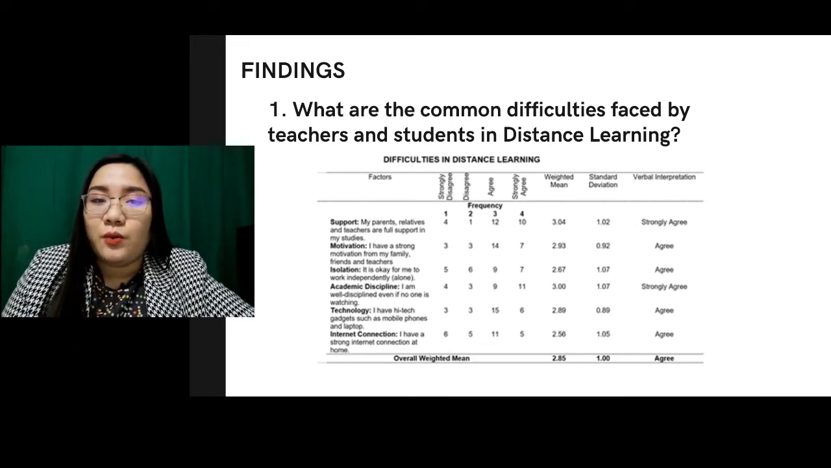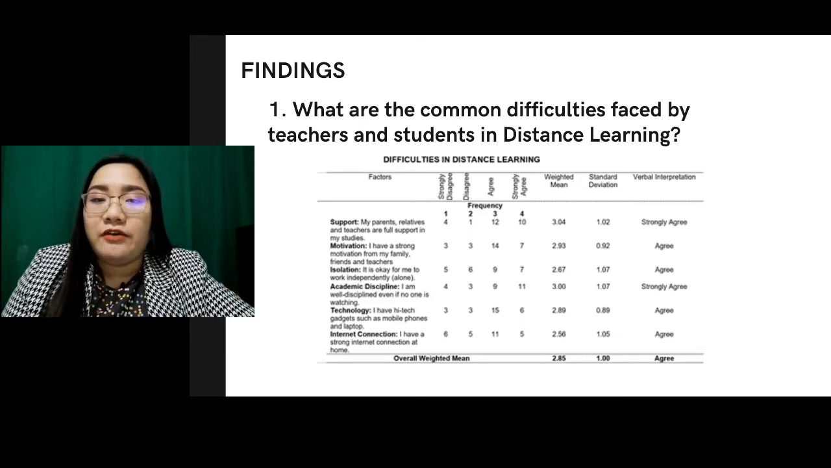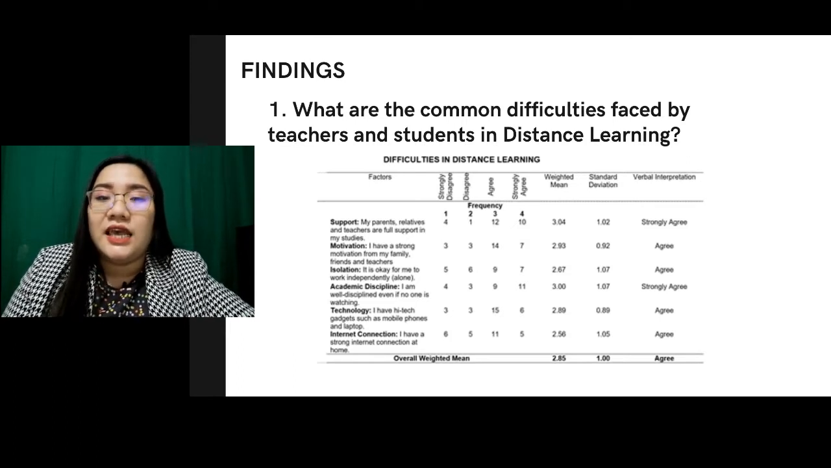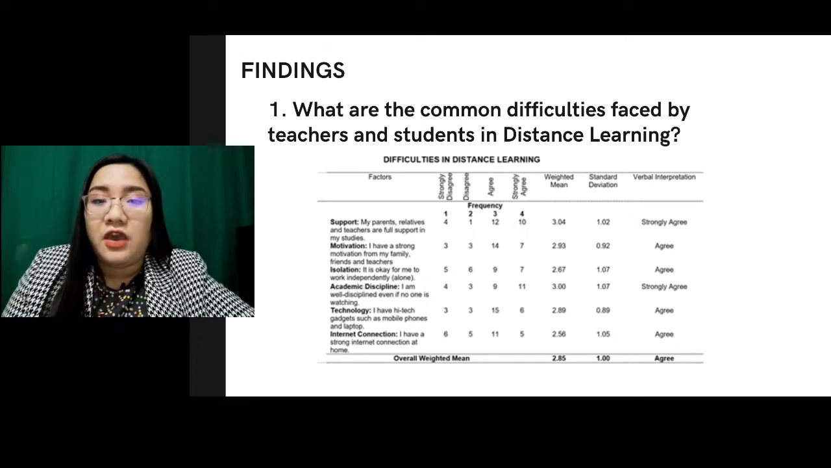It also shows that the weighted mean 3.04 is calculated and a standard deviation of 1.02 is verbally interpreted as strongly agree. However, internet connection is the most contributing factor that affects the teachers and students in the distance learning, having a weighted mean of 2.56 and standard deviation of 1.05, which is verbally interpreted as agree.